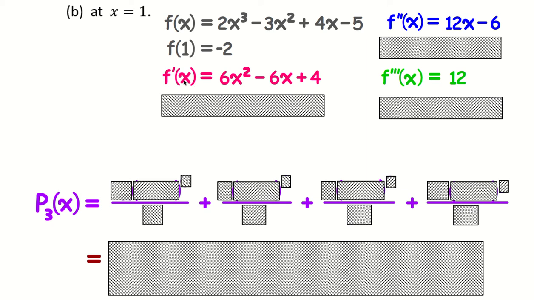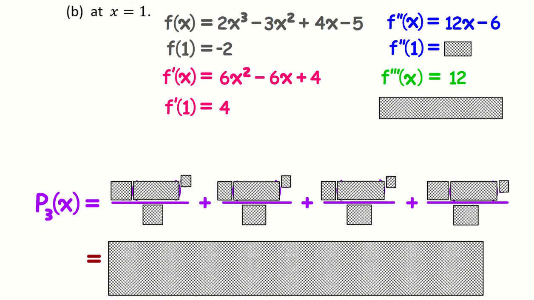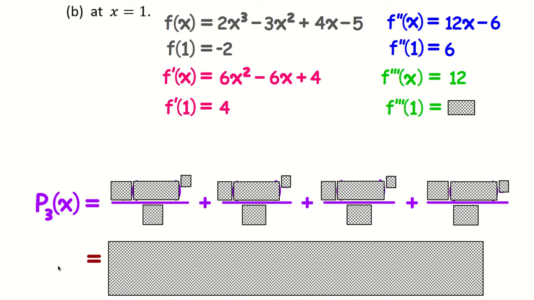And then now we're going to plug in 1, right? And get 4, when we plug in 1 to the first derivative. When we plug in 1 to the second derivative, we get what? And then when we plug in 1, there's no x to plug in, so it's just going to be 12 again. All right, so again now, one more reminder.